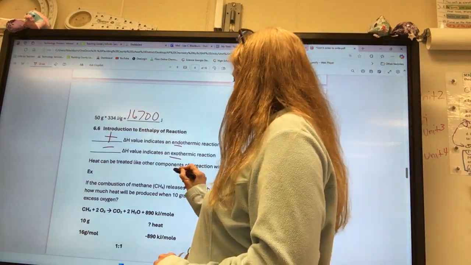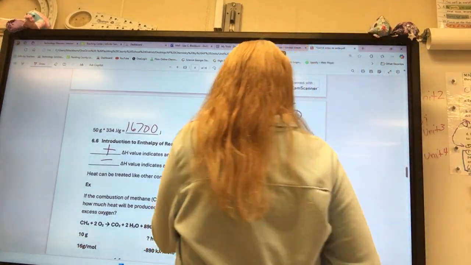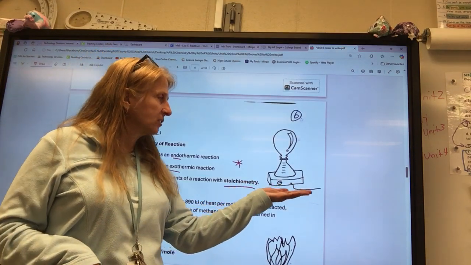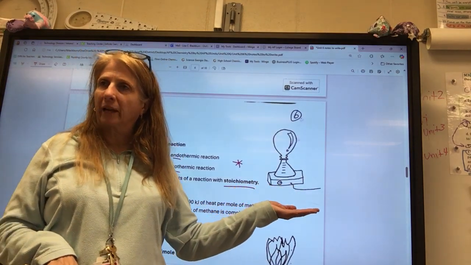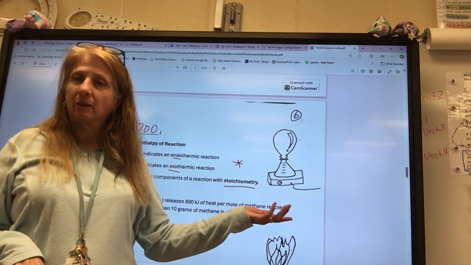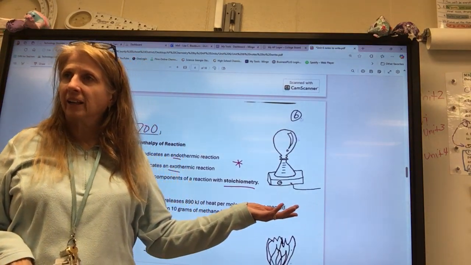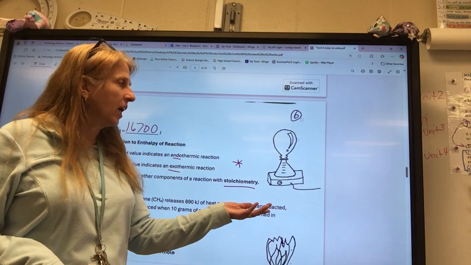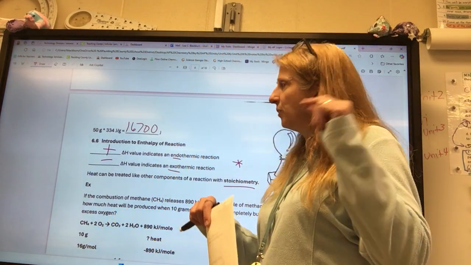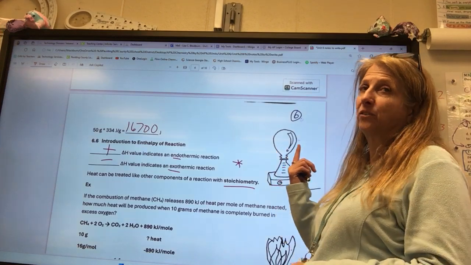Heat can be treated like other components of a reaction with stoichiometry. I have a little question here. Here I have a formation of a gas in a reaction. Do you think this reaction is endothermic or exothermic? What's it on? It's on a hot plate, so what does it need? Energy, so is it endo or exo? It's endo. A lot of the questions in this unit, you have to think about for a second. That's why I gave you the sticks to break. So this would be endothermic, because I'm having to add heat to this reaction to make it go.